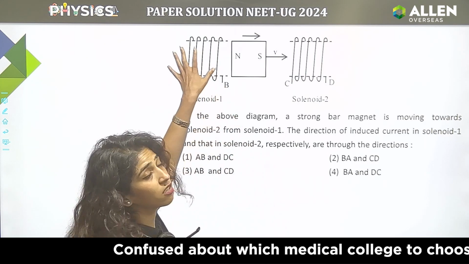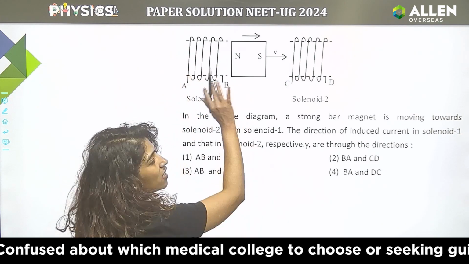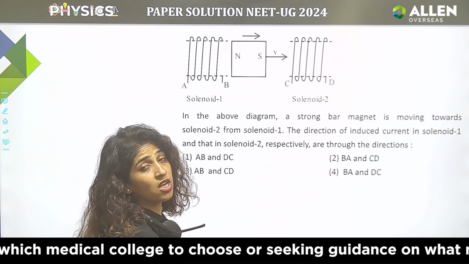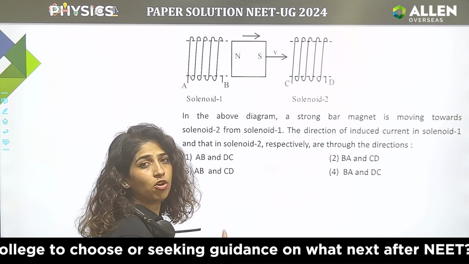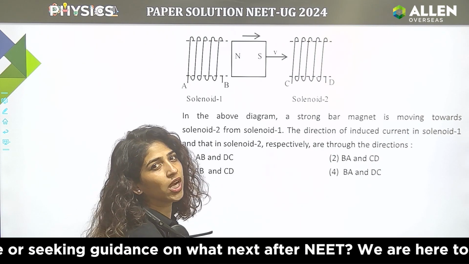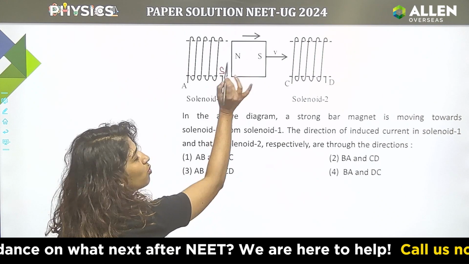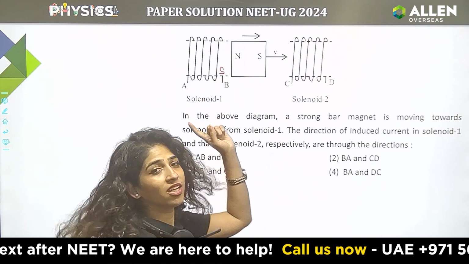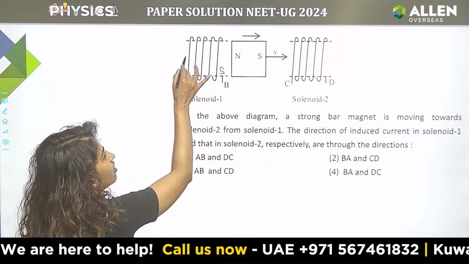If I look at solenoid A, solenoid 1 first, the magnet is moving away from it. If the magnet is moving away from it, what will the induced current in solenoid 1 try to do? It will try to oppose it. Oppose it means it's going to attract it. Now for attraction, this end should behave as a south pole and this end should behave as a north pole. So this is south pole and this is north pole. Similarly, this end will behave as a north pole.